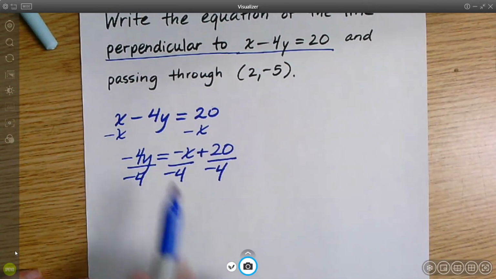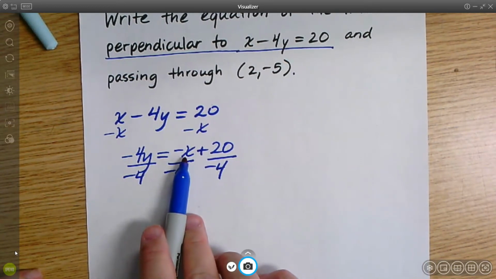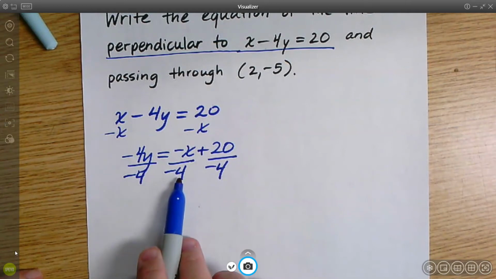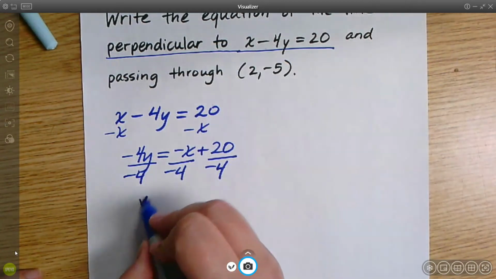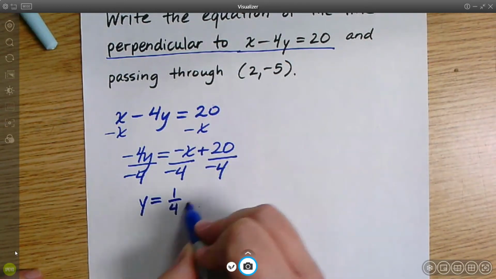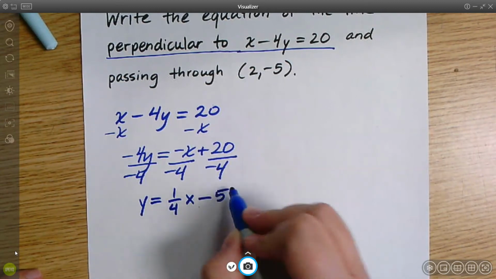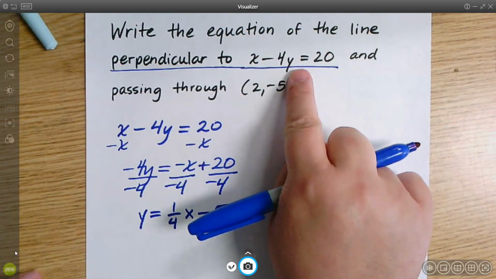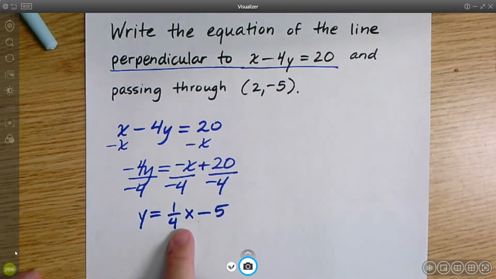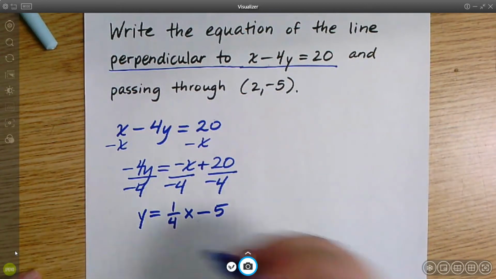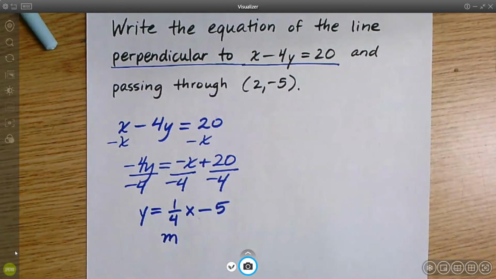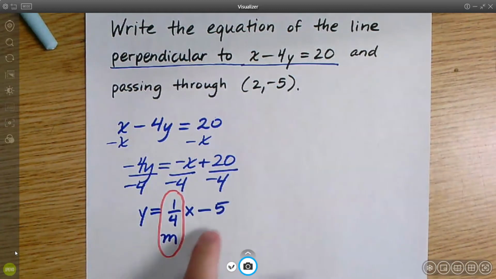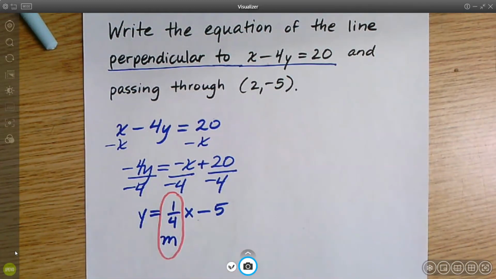Okay, this negative x is like a negative 1x. So it's like negative 1 over negative 4, which is positive 1/4. So there's my equation, same line, just written in slope-intercept form. The whole reason I needed to do that was to find this slope. This is the only part of this line that I care about. I do not care about that negative 5 at all.